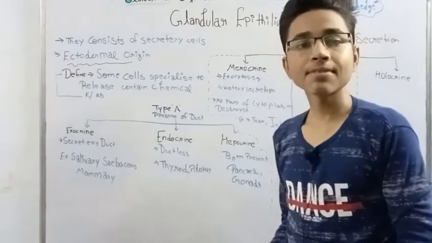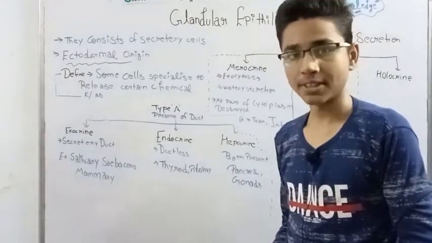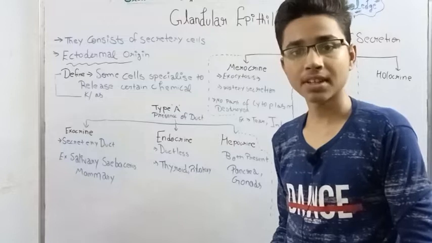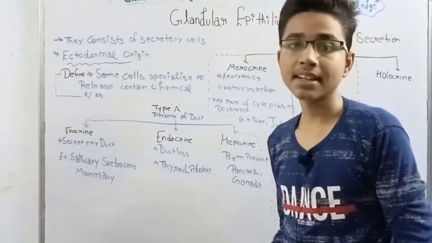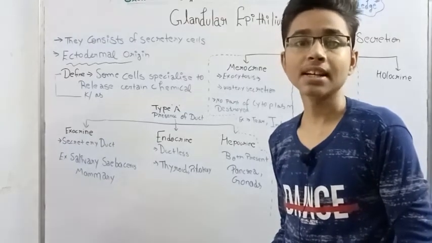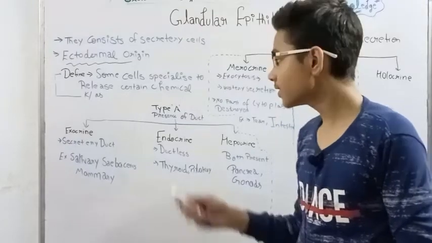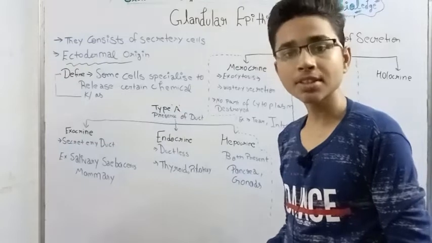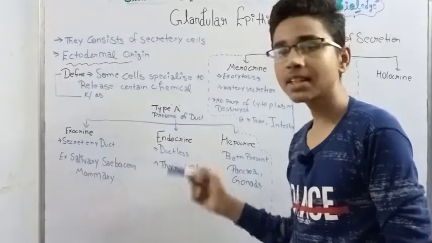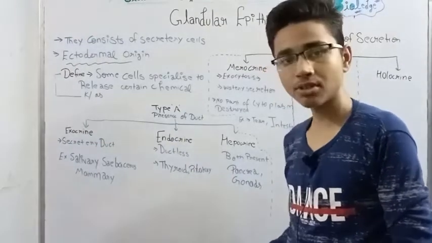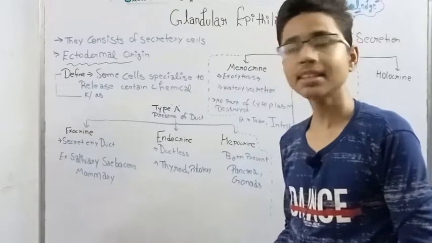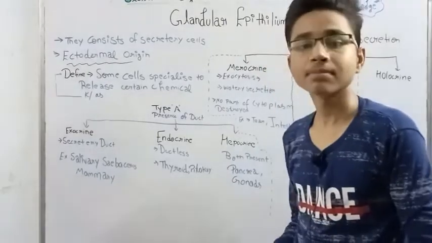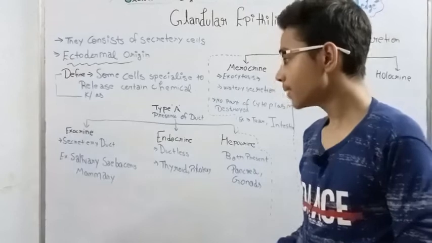Then we can classify the glandular epithelium on two bases. First, the mode of secretion, and second, the absence or presence of the secretory duct. Let's first discuss the type based on the presence of the duct. On this basis, we have three classifications: the exocrine, endocrine and the hypocrine. Let's discuss them in detail.